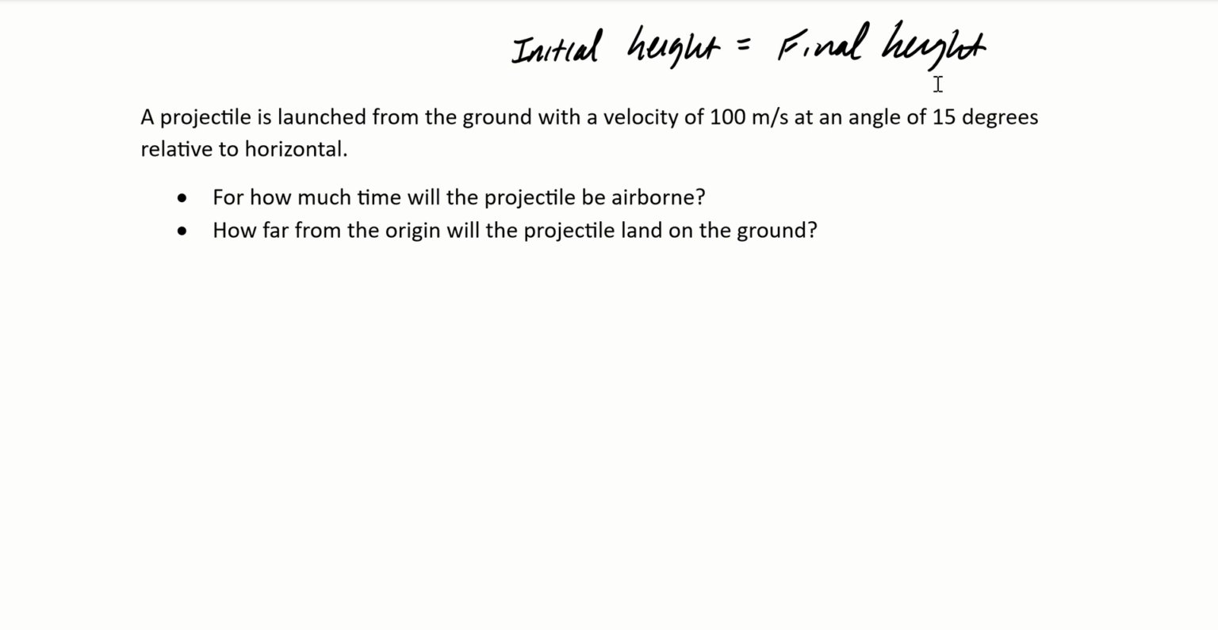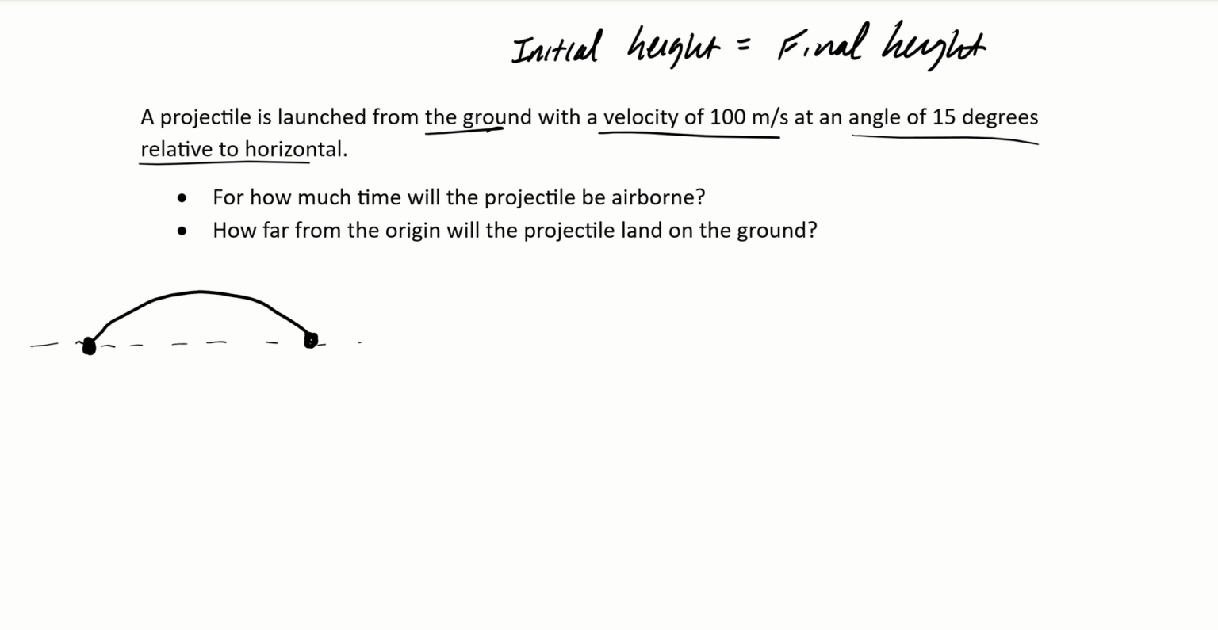Okay, so let's take a look at this. So we have a projectile launched from the ground, and it has a velocity of 100 meters per second, and it's at an angle of 15 degrees relative to the horizontal. So what that's going to look like is we have a projectile on the ground, and it's going to have this parabolic path, and it's going to go up and down, and it's eventually going to land at the same height that it started at.